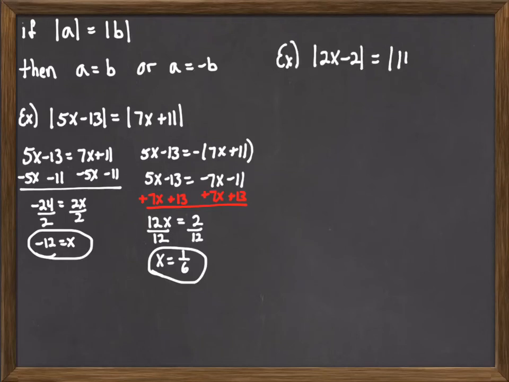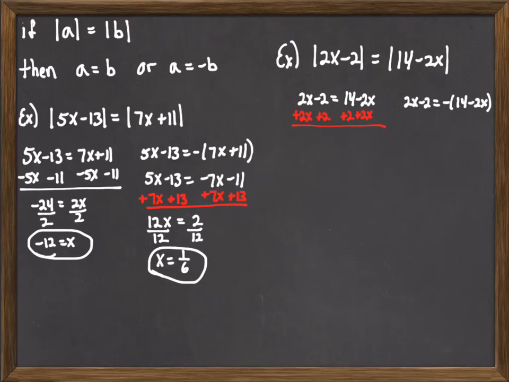Moving on, let's consider a second equation. Here we have absolute value of 2x minus 2 equals absolute value of 14 minus 2x. Again, writing down my two equations: either they're both the same, or the first thing, 2x minus 2, is the opposite of the second thing, 14 minus 2x. Then I proceed to solve each equation. In the first equation, I bring a 2x over to get it on the left hand side, and I move the 2 over to the other side to get the variable by itself. I get 4x equals 16. I can divide both sides by 4 and get x equals 4.